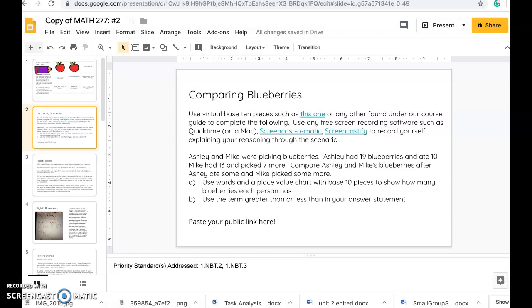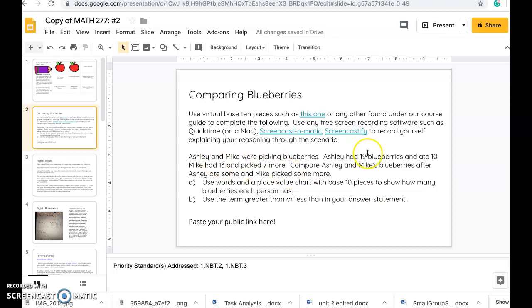Ashley and Mike were picking blueberries. Ashley had 19 blueberries and she ate 10. Mike had 13 and picked 7 more. Compare Ashley and Mike's blueberries after Ashley ate some and Mike picked some more. So let's go to our place value charts and use some base 10 pieces to determine how many blueberries each person has and how much they lose or gain.